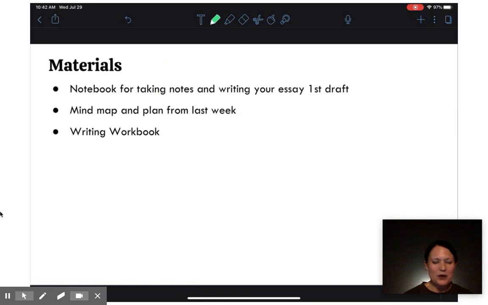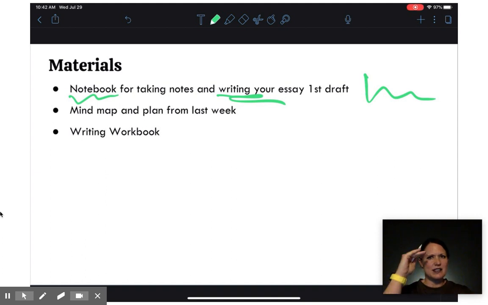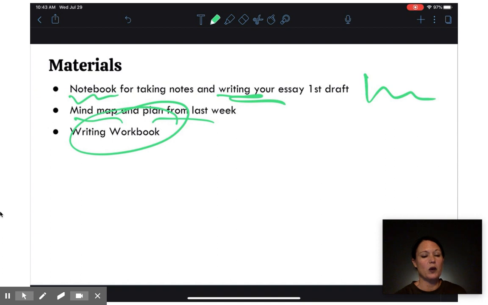So, what are we going to need? Materials you're going to need for this lesson are always your notebook, but it's especially important today because you are going to write your first draft in your notebook. You're going to hand write that first draft. So make sure you have a notebook handy with nice, good lined paper. You're also going to want your mind map and plan from last week, but if you have your writing workbook, that shouldn't be a problem. It's all in there. Okay, let's get started.